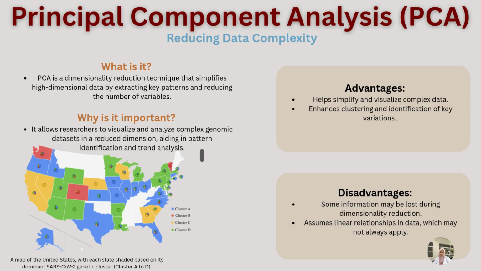Finally, we use Principal Component Analysis, or PCA, to simplify complex genomic data. It reduces thousands of variables into a few dimensions so we can visualize patterns more clearly. This helps researchers identify trends and groupings at a glance. Though some data may be lost, it's a powerful tool for insights and communication.